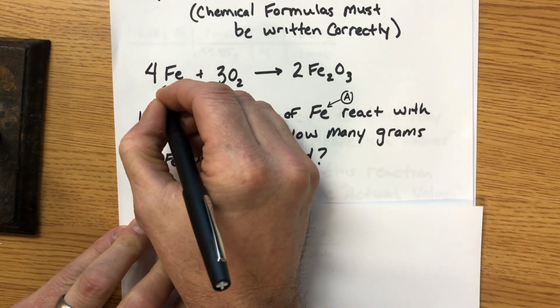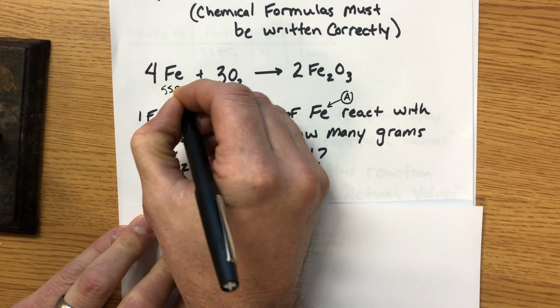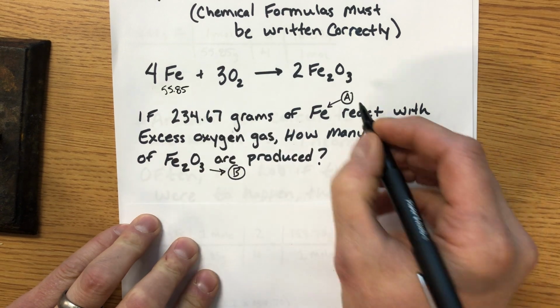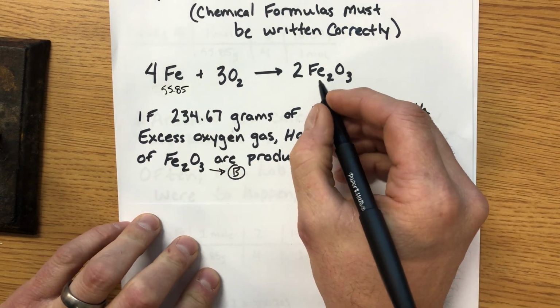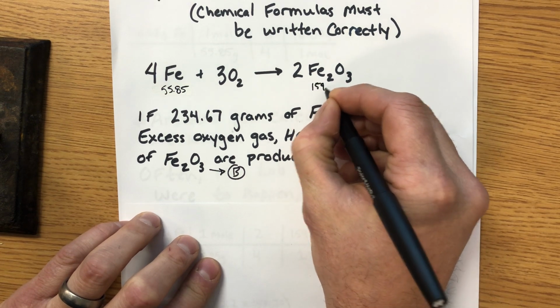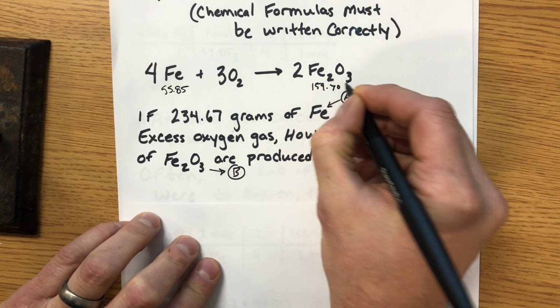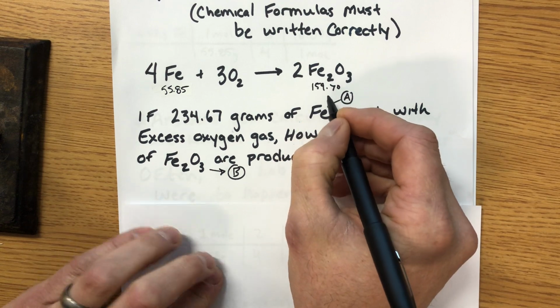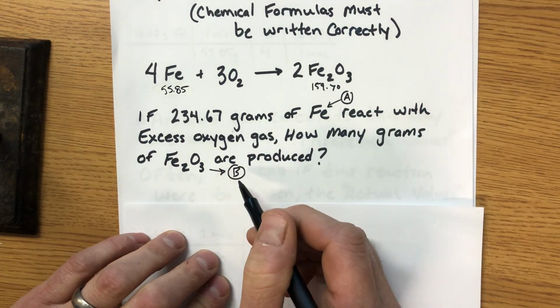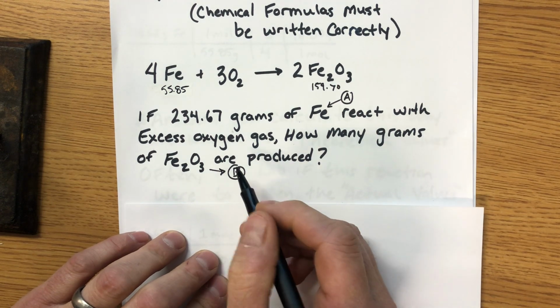Iron's an easy one, 55.85. That comes off the periodic table, and just write them right underneath the symbol here like this. And then 2 irons and 3 oxygens gives us 159.70. Okay, so you just have those numbers handy. We're not going to do oxygen because it's the excess reactant. We don't need to worry about it in this problem.